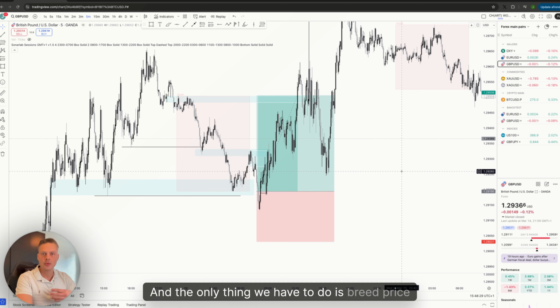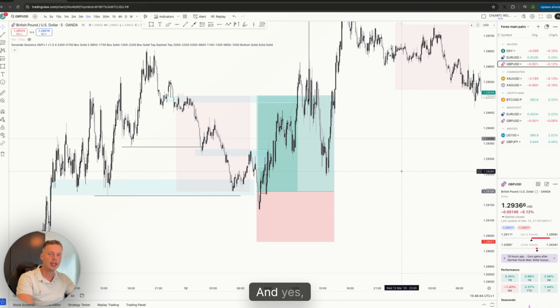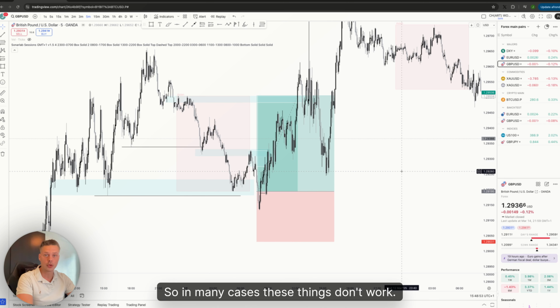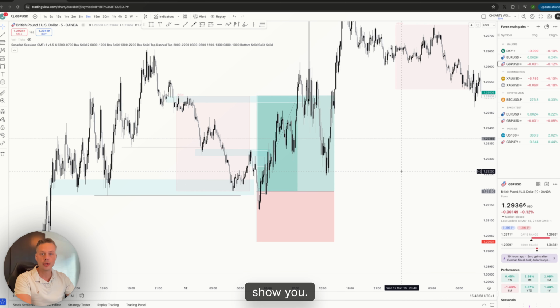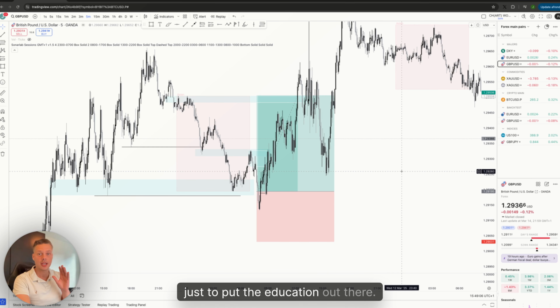And so you can see that there are so many sellers getting induced into this market. And the only thing we have to do is read price action like a professional. And when we understand the market and we understand what an inducement really is, now we can counter trade all those other traders and have a very high success rate in our trading strategy. And yes, I have losses too. I have around a 60-65% win rate. So in many cases, these things don't work, but very often they do work. And there are so many live examples which I can show you. Even if you're in my Telegram channel, you can see it day by day, time by time. I do market outlooks, everything for free, just to put the education out there.